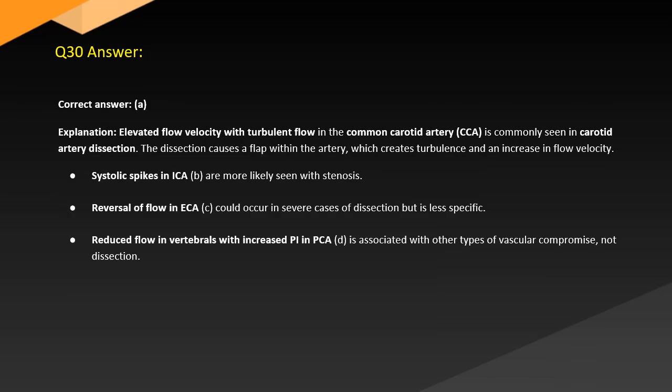Answer. Correct answer: A. Explanation. Elevated flow velocity with turbulent flow in the common carotid artery, CCA, is commonly seen in carotid artery dissection. The dissection causes a flap within the artery, which creates turbulence and an increase in flow velocity. Systolic spikes in the ICA, B, are more likely seen with stenosis. Reversal of flow in the ECA, C, could occur in severe cases of dissection but is less specific. Reduced flow in the vertebrals with increased PI in the PCA, D, is associated with other types of vascular compromise, not dissection.